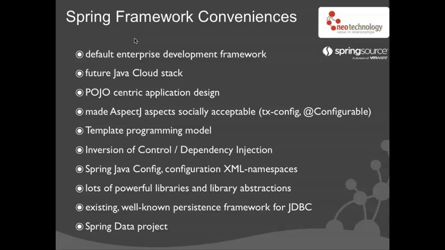Of course, there's inversion of control. Something that's very nice now in Spring is Spring Java config and also configuration namespaces, which we will soon see. And of course, Spring brings along a lot of libraries and abstractions. And last but not least, there's the Spring Data project, which Spring Data Neo4j is a part of. So lots of things that we can build upon from the Spring framework, be it libraries, well-known programming models, or just conveniences that are there.